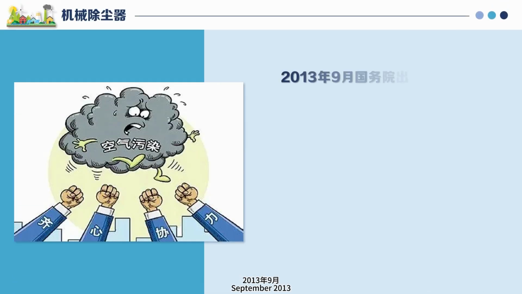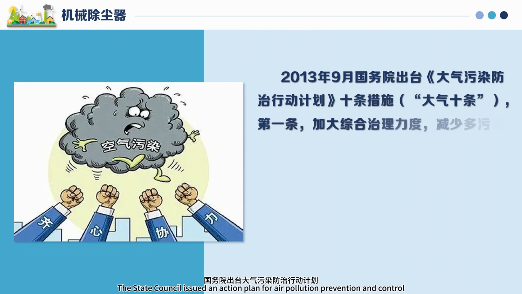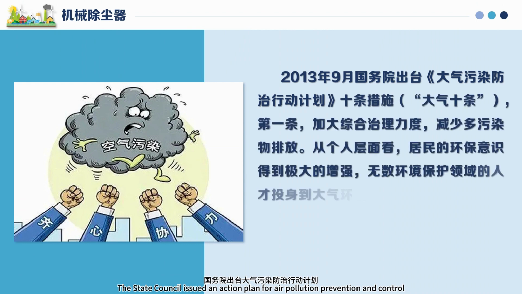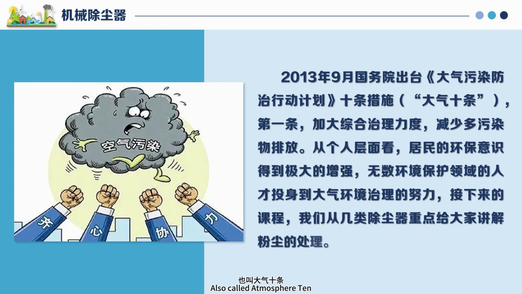In September 2013, the State Council issued an action plan for air pollution prevention and control, with 10 measures, also called Atmosphere 10. Article 1: strengthen comprehensive management and reduce multi-pollutant emissions. From a personal perspective, residents' awareness of environmental protection has been greatly enhanced.